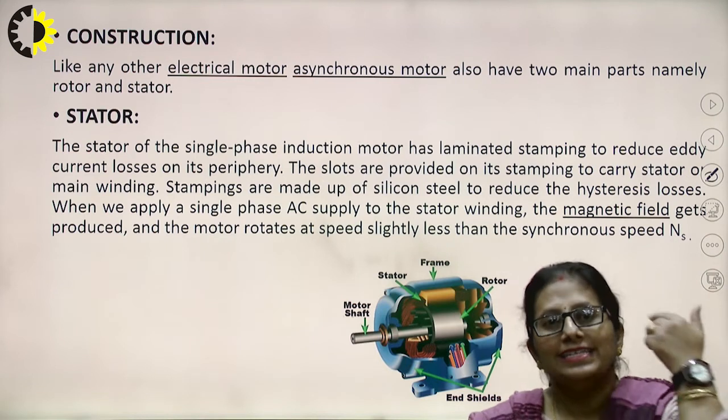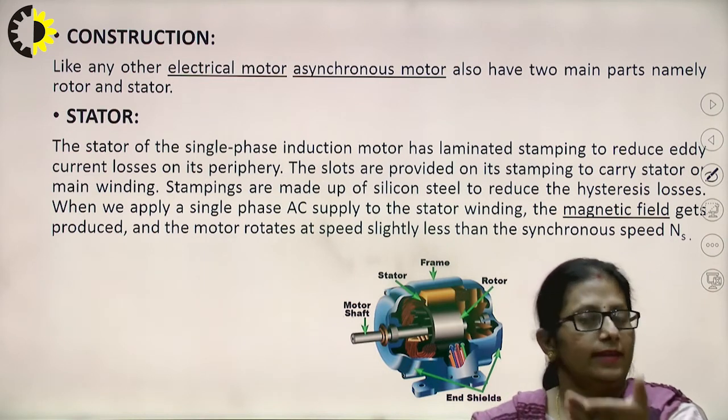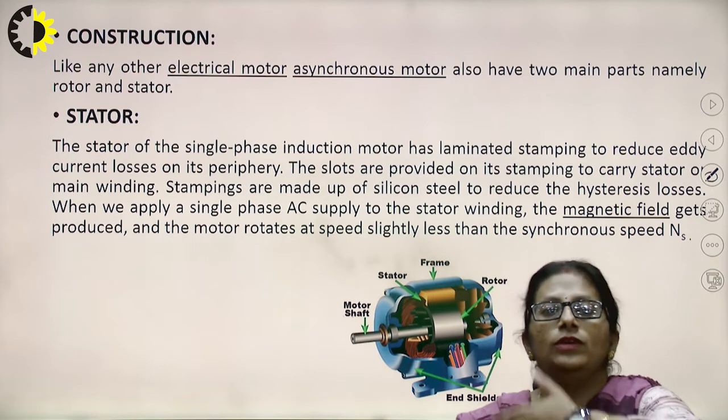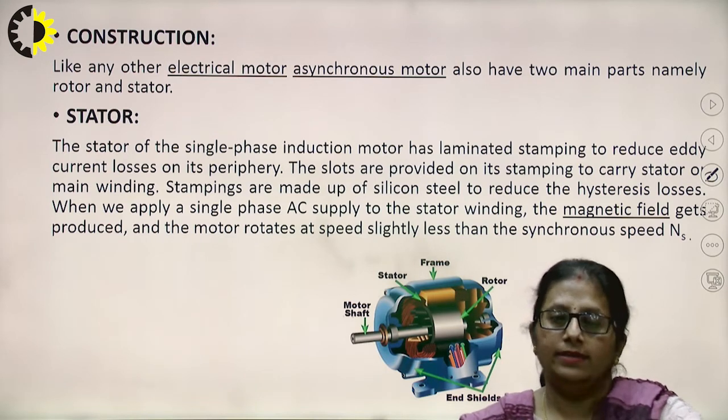So, when we apply a single-phase AC to the stator winding, that is the difference. In case of three-phase, we used to provide a three-phase AC supply. It is a single-phase induction motor.